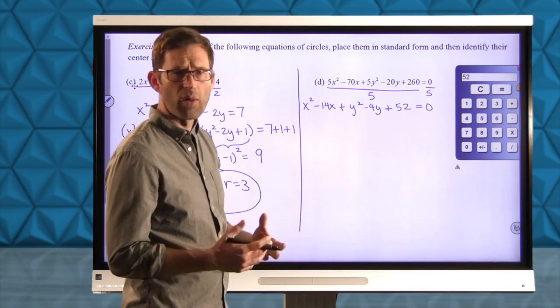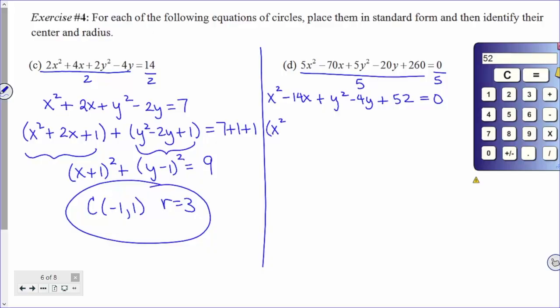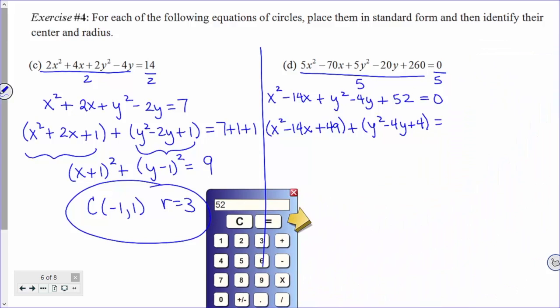I'm going to do this kind of all at once. First, let me start by completing the square on this. X squared minus 14x, take half of negative 14, get negative 7, square it, and we get 49. Here, we're going to have y squared, take half of negative 4, that's negative 2, square it, and that's 4. Over on this side, though, we're going to have negative 52, plus 49, plus 4.